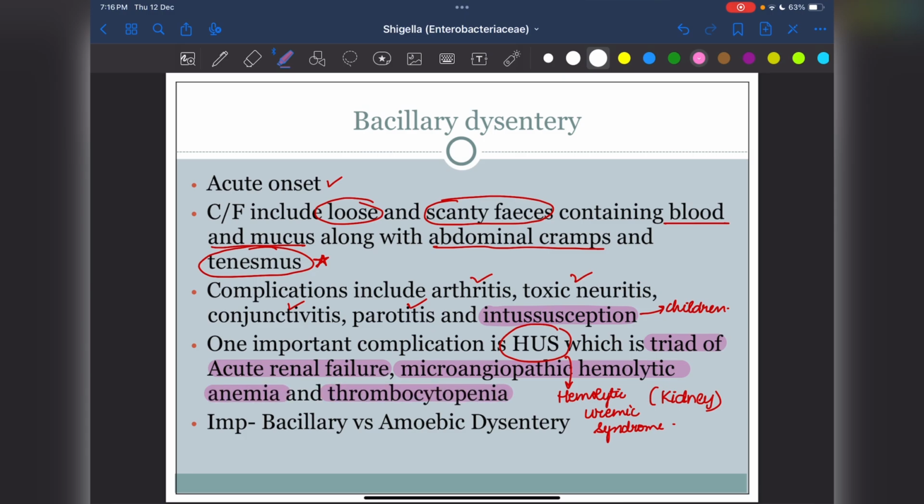So this triad you should absolutely know about. Important triad. One important thing that you should know about is a question that comes very much in your theory exam, that is bacillary versus amoebic dysentery. So actually we will study it more in depth when we do amoeba, but just to give you some idea, I'll discuss it with you.